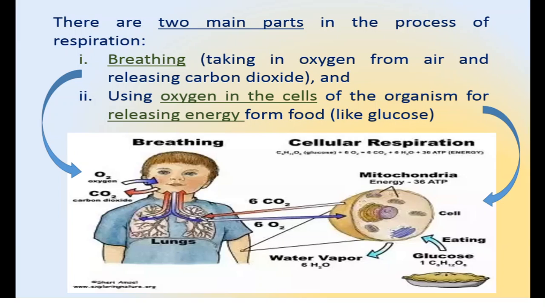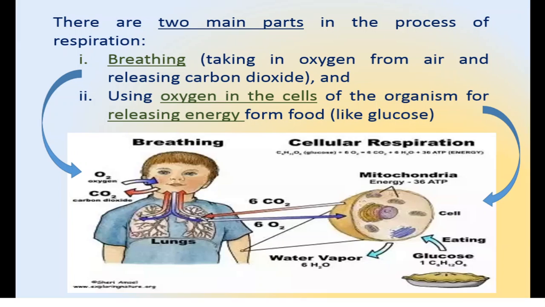Okay, in this image you see the first one is the breathing process. One human absorbs the oxygen and releases the carbon dioxide. When oxygen goes inside, that oxygen is transported to the cell. Inside the cell there is a mitochondria. The mitochondria store the glucose. The oxygen goes inside, is transported to the cell, and breaks the glucose present in the cell and releases the energy.